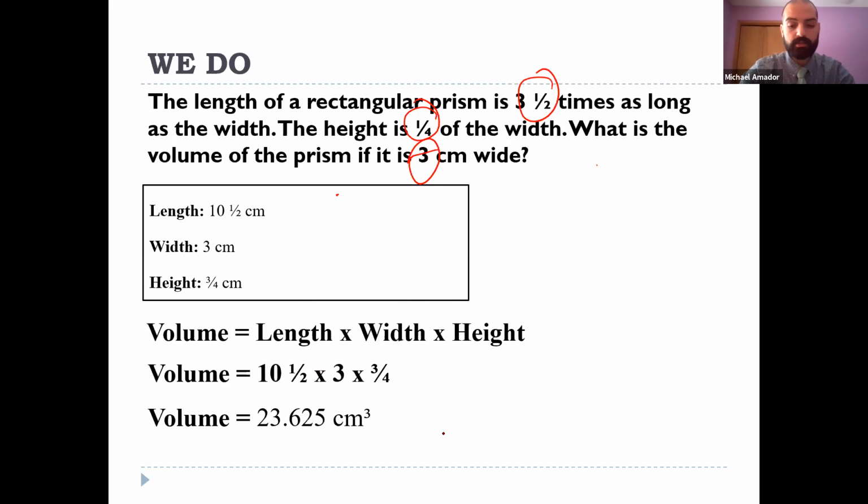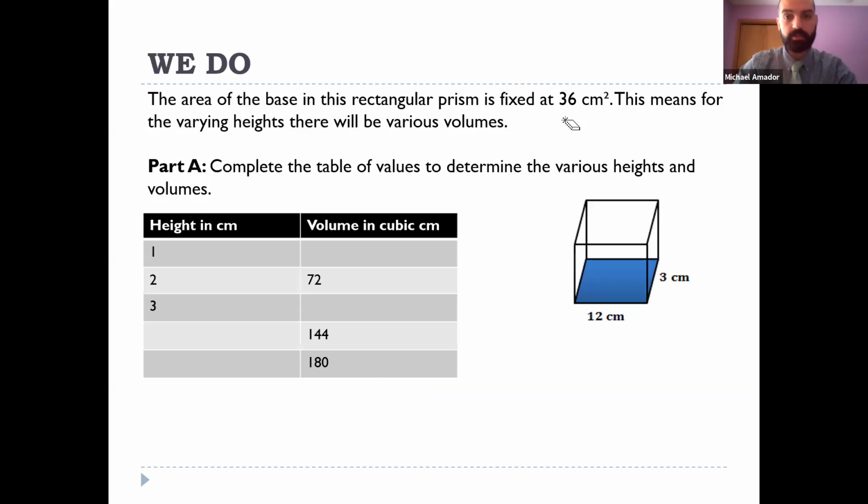What I'd like to do now is move on to the second we do, because I'm committed to getting us some good independent practice time today. So we do number 2. I don't know if you need to turn your page, but you should see this rectangular prism where there is a base. It says that the base is fixed at 36 centimeters squared.